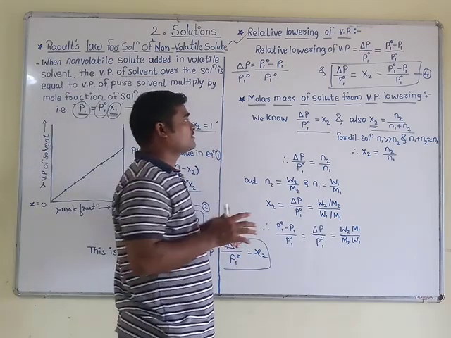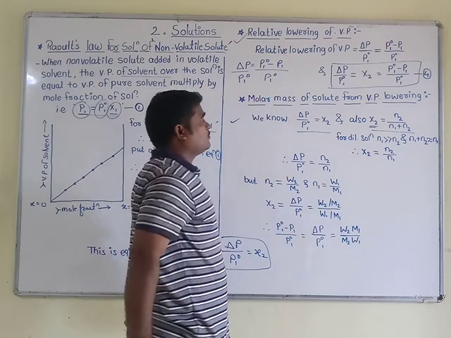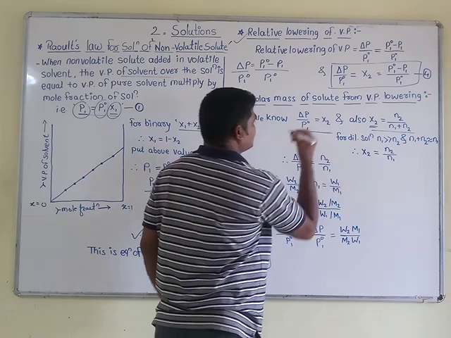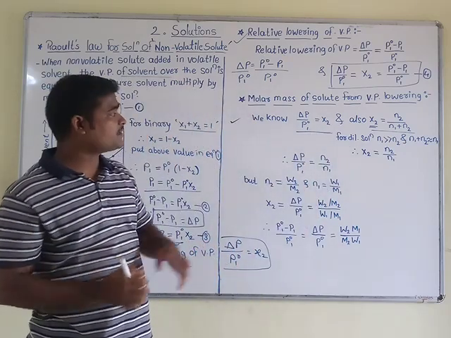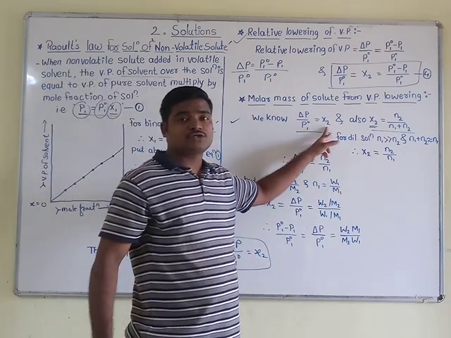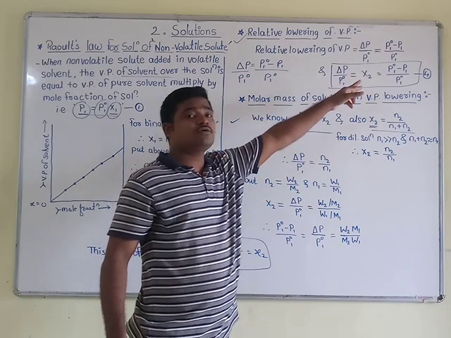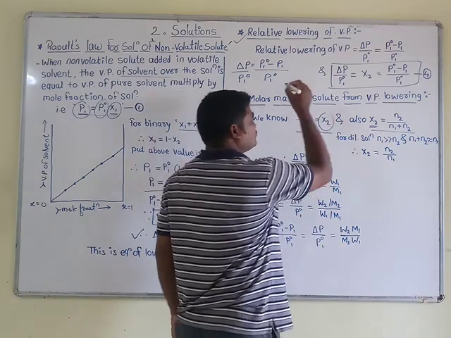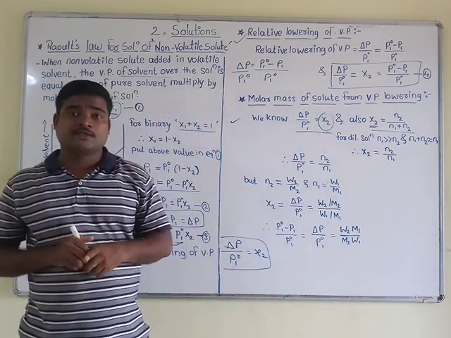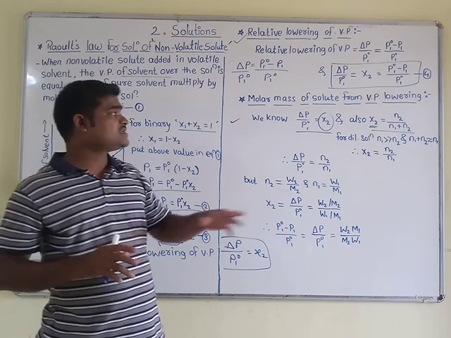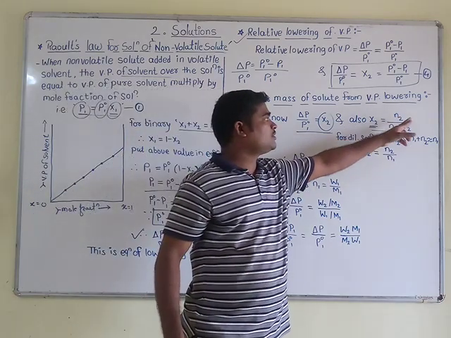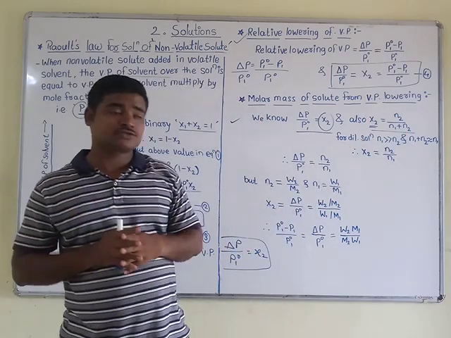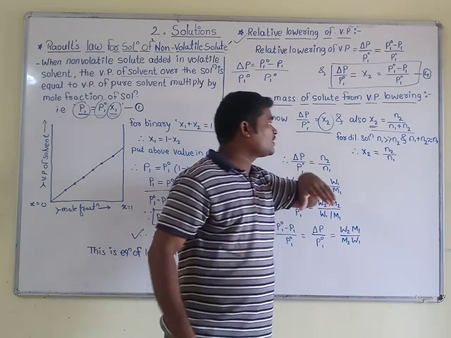Now look at this point. What we know, you just write first. We know that the relative lowering of vapor pressure is nothing but the mole fraction of solute, as we mentioned in equation 4. And what is meant by X2? We already know that it is the mole fraction of solute, which is nothing but the number of moles of solute divided by the total number of moles of the two components present in solution, that is N1 plus N2.